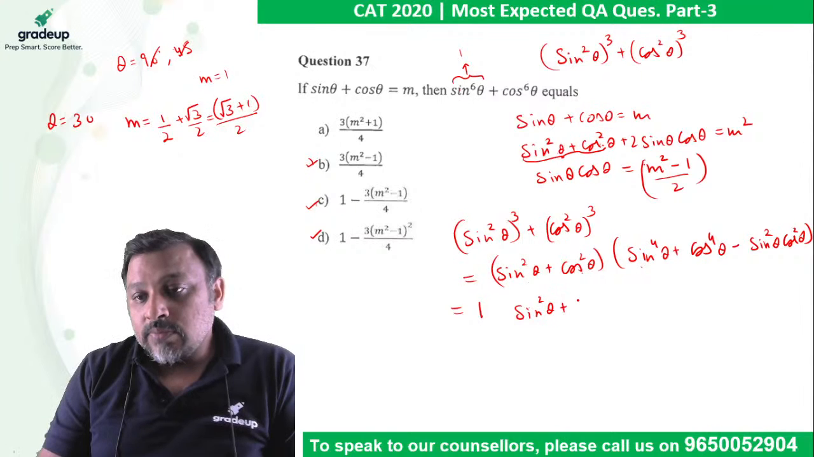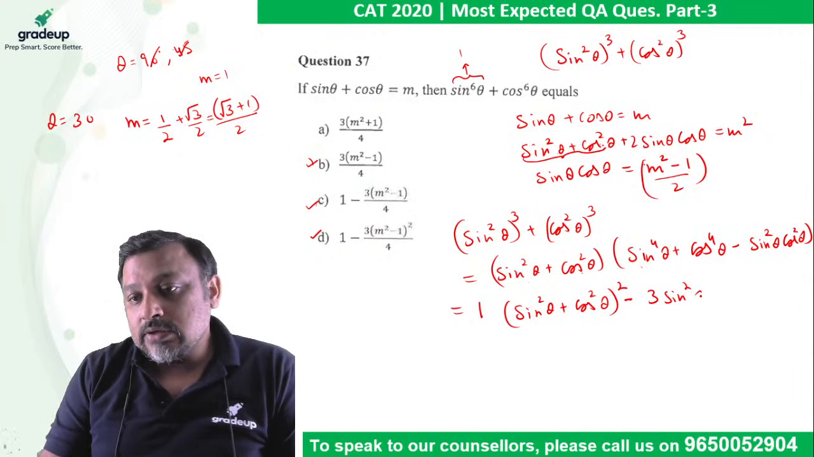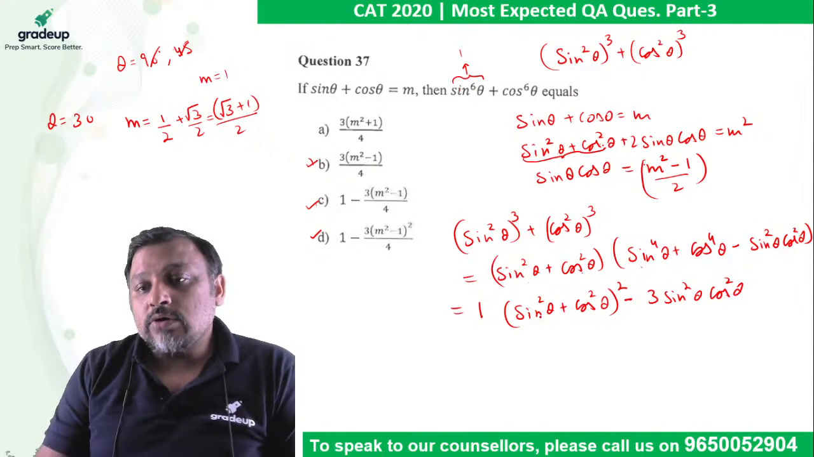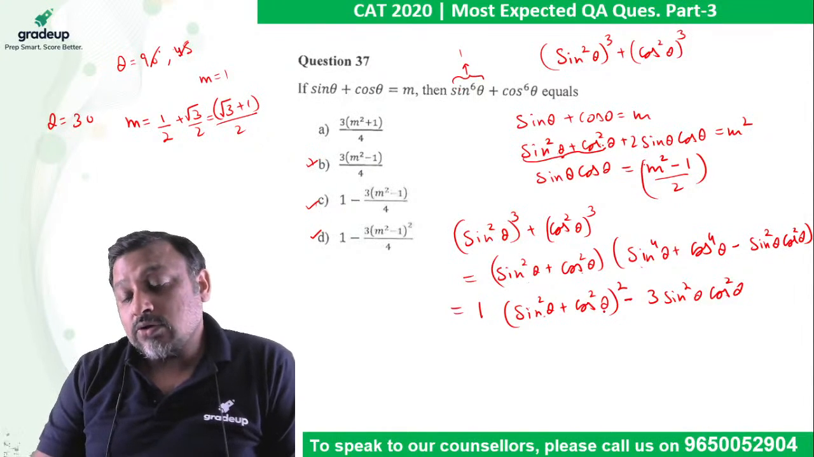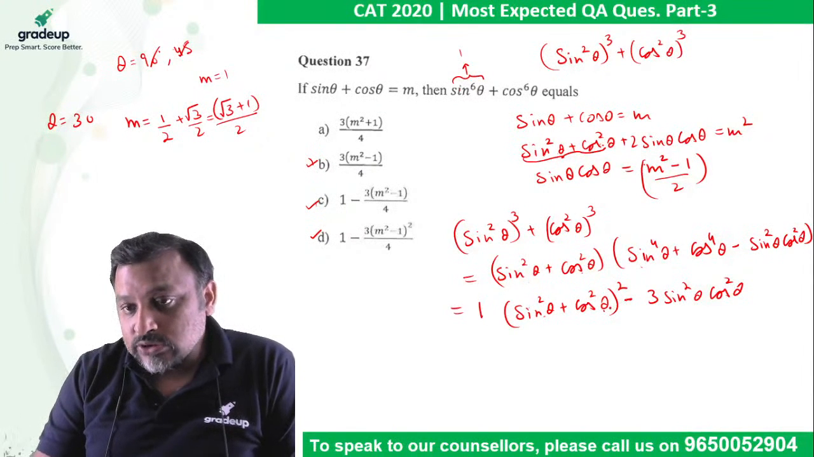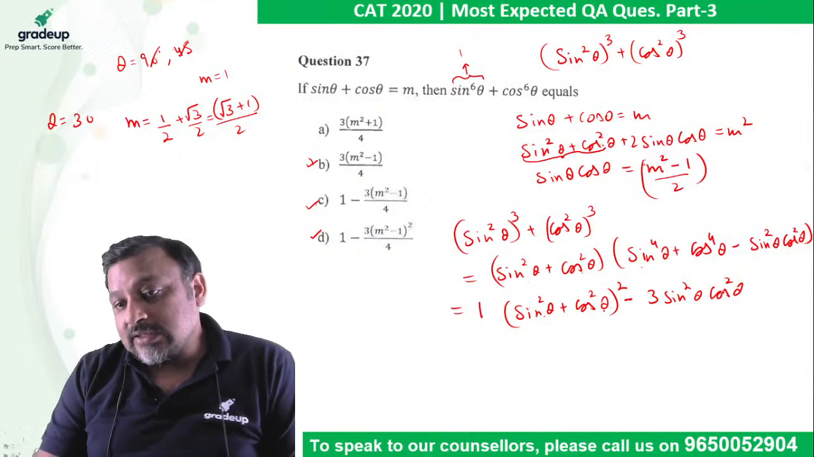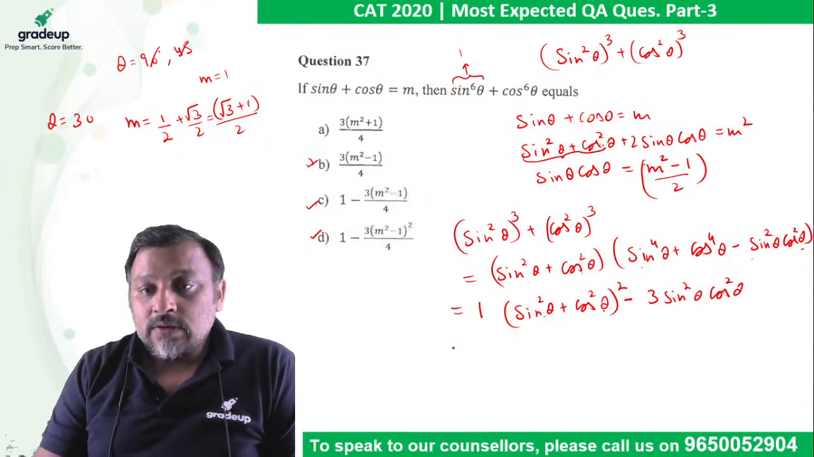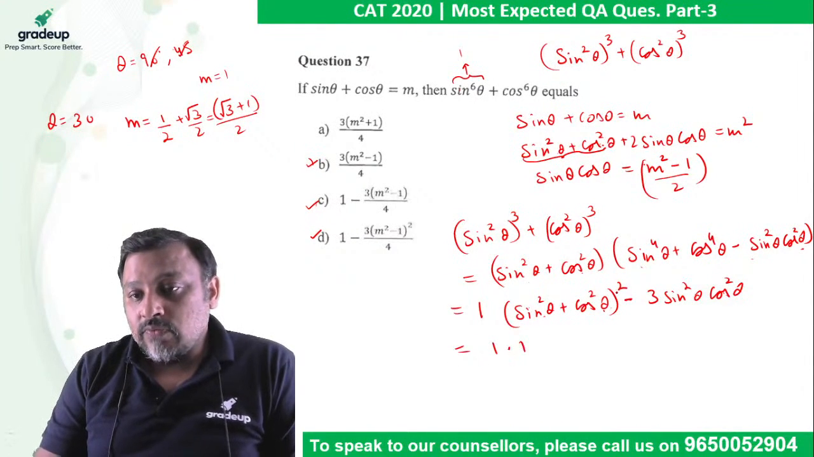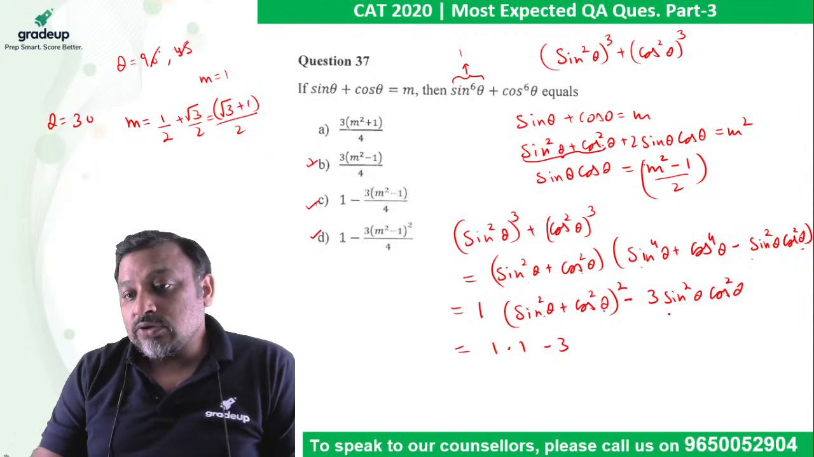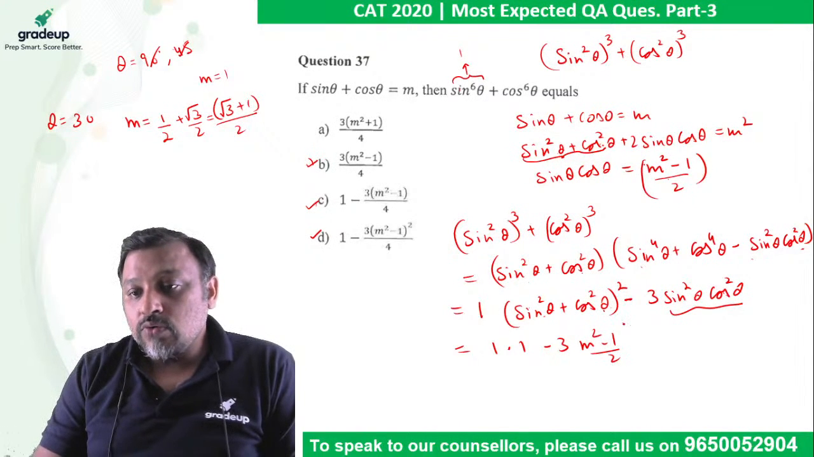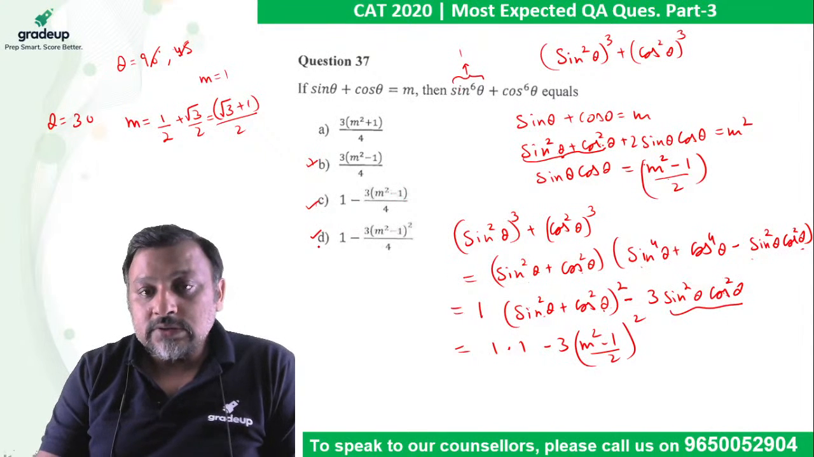And this can further be written as sine square theta plus cos square theta whole square minus 3 sine square theta cos square theta, because this is sine raised to the power 4 theta plus cos raised to the power 4 theta plus 2 sine square theta cos square theta, minus 3 will give us minus this. So this we know is 1, minus 3 times, in place of this I can write m square minus 1 by 2 whole square. So it is D option.